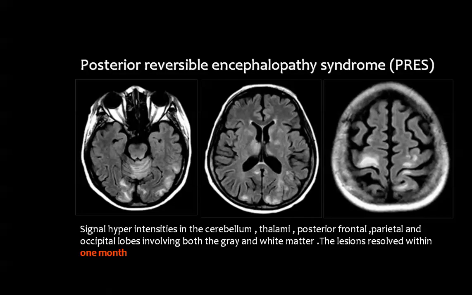Then we came to a very important issue, which is known as the posterior reversible encephalopathy syndrome. And you know from its name, it's posterior, occurring in the posterior circulation mainly, usually in the cerebellar hemispheres and the occipital and temporal lobes, but it may extend to reach the frontal and the parietal lobes. And you know that this encephalopathy is reversible, and by follow-up you may see regression of the lesions.